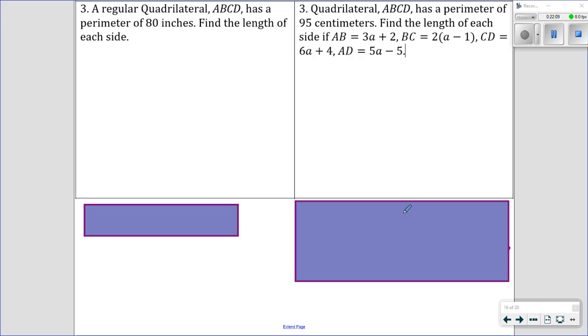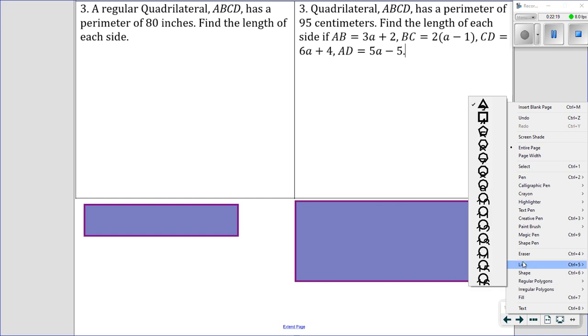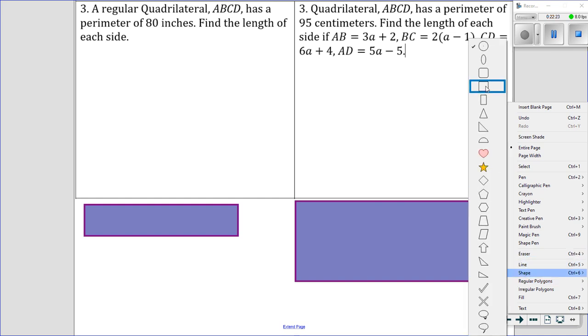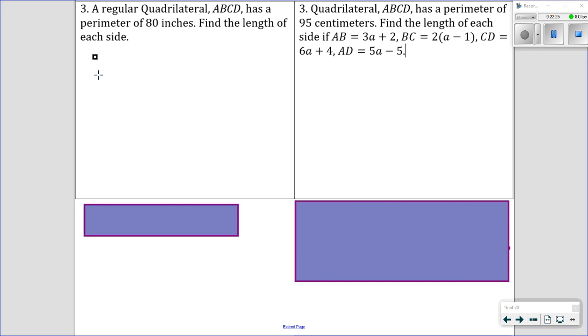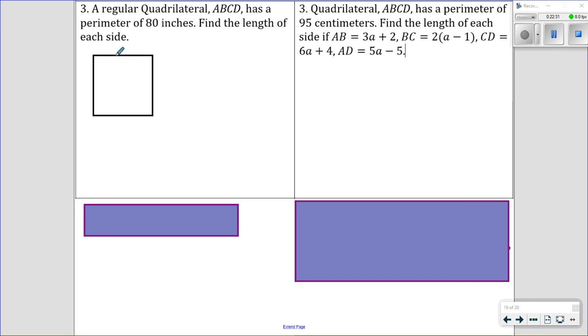Now let's go to the next one. It says a regular quadrilateral. So if it's regular, that means it's equal, congruent sides. So I'm going to draw. Again, when they don't give you a diagram, you're going to have to draw one yourself. So quadrilateral, so I know equal sides, it's going to be a square. I'm going to put the marks to say that this is congruent because it's a regular quadrilateral.